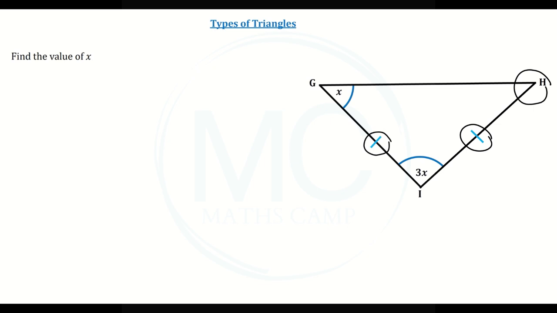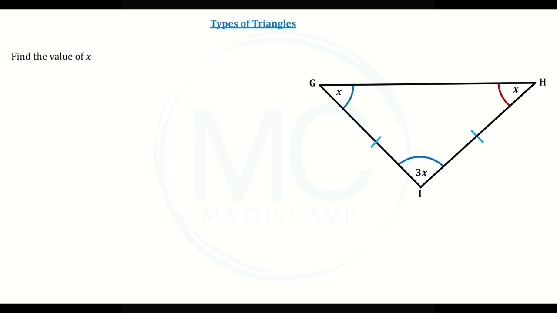Angle G lies directly opposite side IH, and angle H lies directly opposite side GI. GI and HI have the same length, which means that angle H must be the same size as angle G, which we've been told to be x. So let's tidy this up, and we can fill an x into our diagram at angle H.